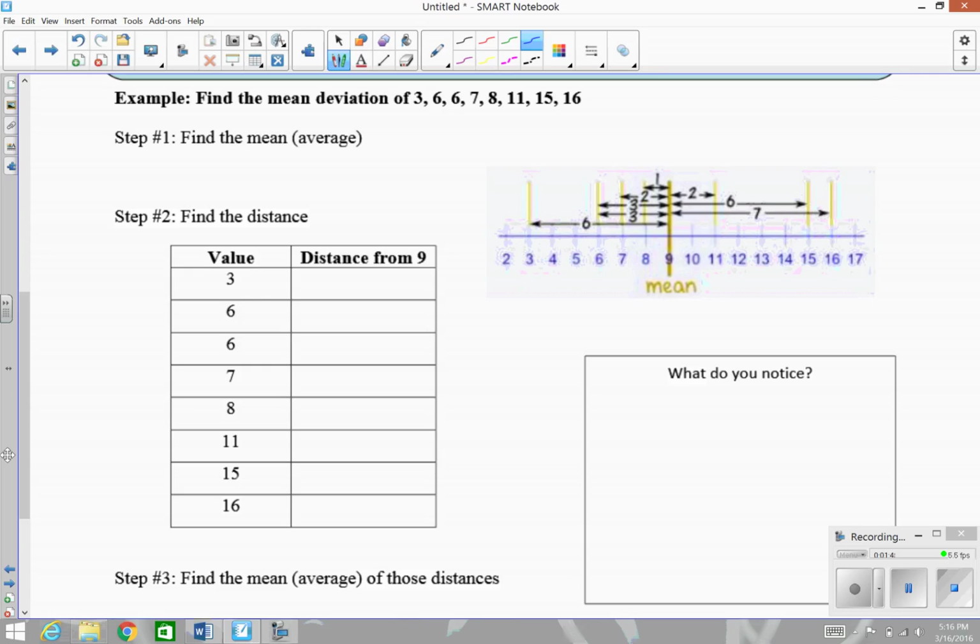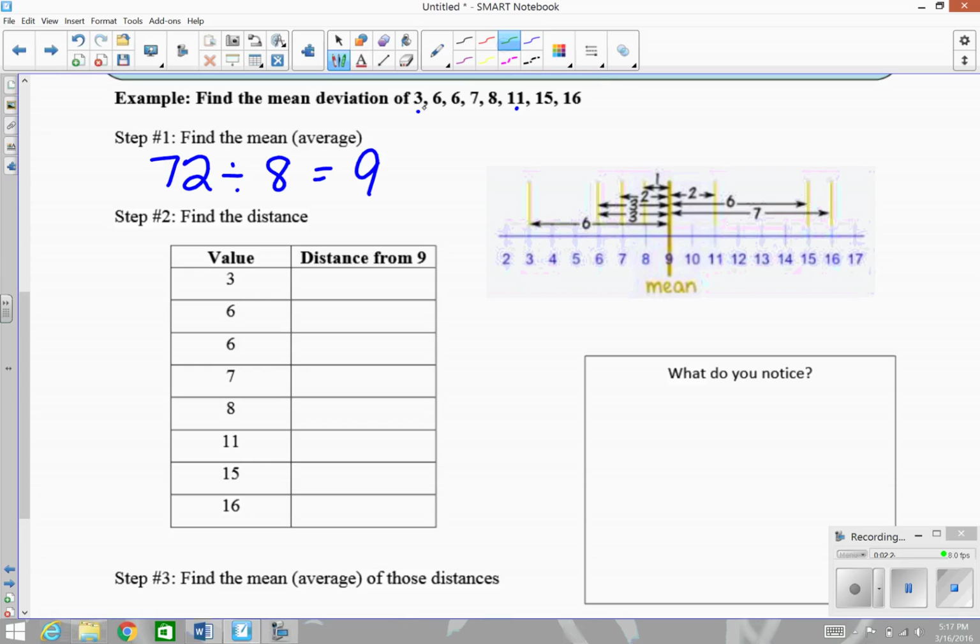So we've been given the set of data. We want to find the mean deviation. We have 3, 6, 6, 7, 8, 11, 15, and 16. In order to find the mean or the average of these values, we have to add them all up and divide by 1, 2, 3, 4, 5, 6, 7, 8 values. So when we add those up, we should be getting 72. We will divide by 8, and we get an average or a mean of 9.